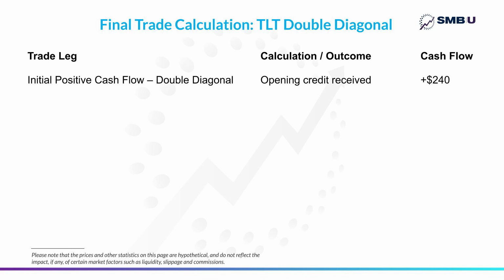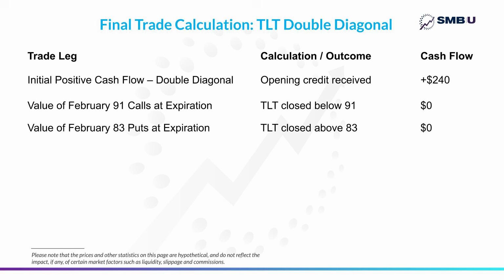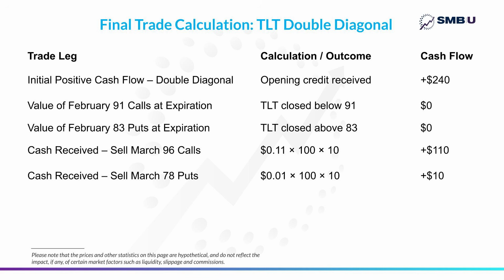And so when we calculate the profit from this trade, we'll start with that initial $240 that we received when we first entered the trade. Then we'll acknowledge that both the 91 calls and the 83 puts that we sold in February both expired worthless, as we talked about. And on the day those expire, we also sold the 2 remaining long options that expire in March, the 96 calls and the 78 puts. As you can see, we received $110 for the 96 calls, and we received $10 for the 78 puts, resulting in a final trade profit of $360.